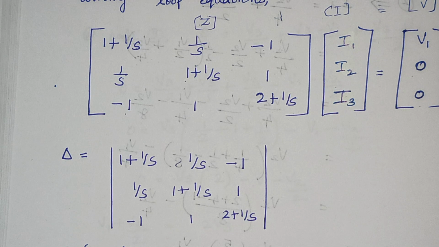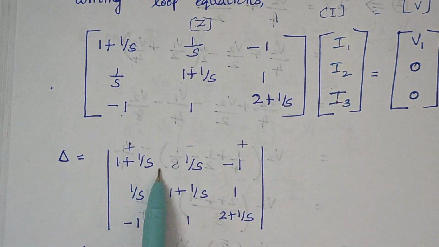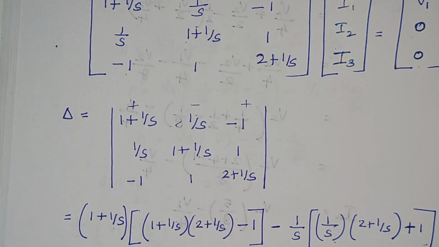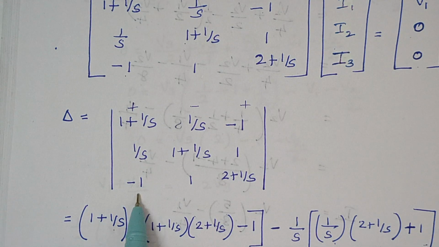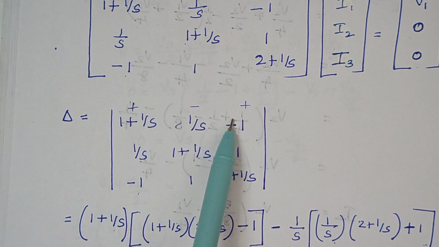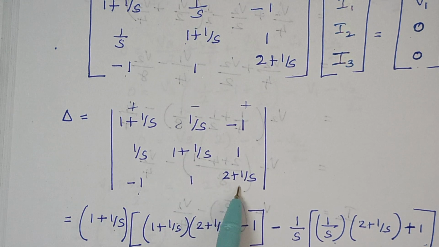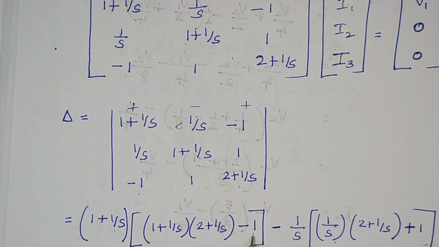That is how to take the value of delta, because we have solved n number of problems. Anyhow, let me explain. So here you have to take this as plus, minus and plus. So here the first element is 1 plus 1 by S. So just write it as such and you have to eliminate, okay? We have to neglect this column and this row. So the remaining terms, you have to multiply 1 plus 1 by S into 2 plus 1 by S, minus of 1 into 1 gives minus 1.